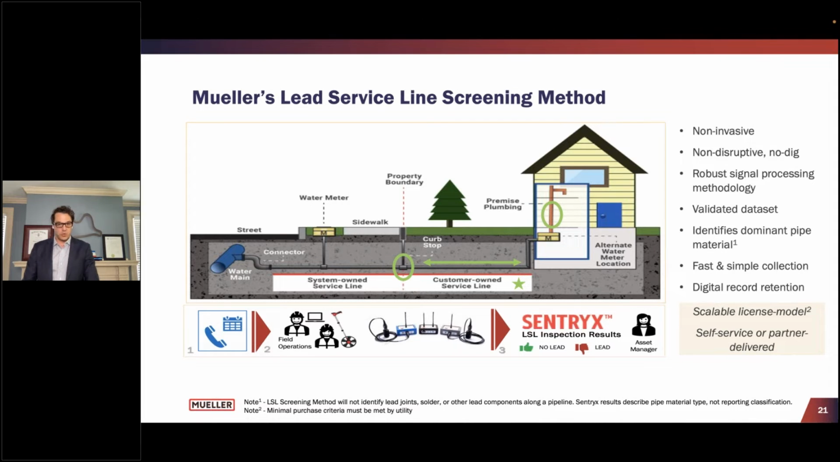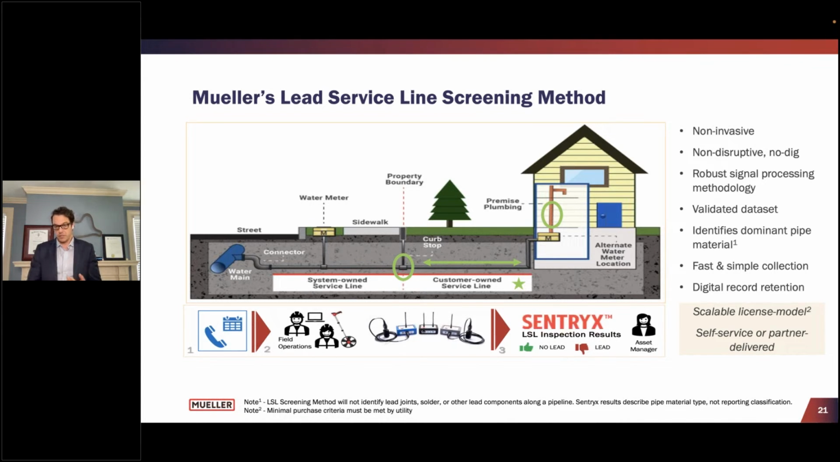This tool is purpose-built to discover what materials those customer side services are made of. The way that it works is it's an acoustic-based technology. It is completely non-destructive, non-intrusive, and you don't need to affect the operation of the pipe whatsoever.